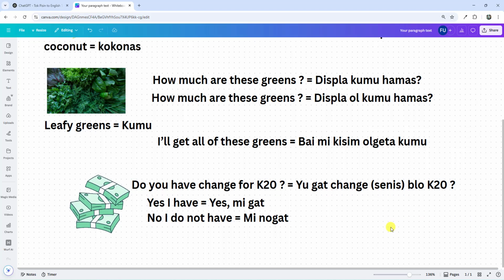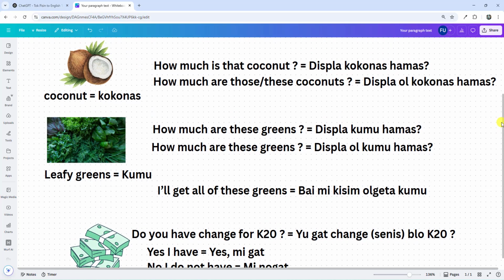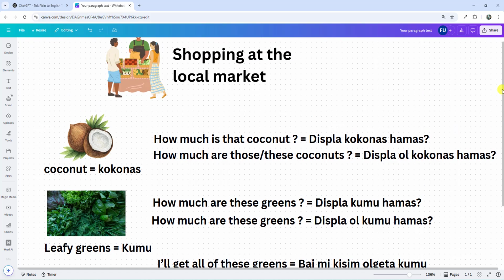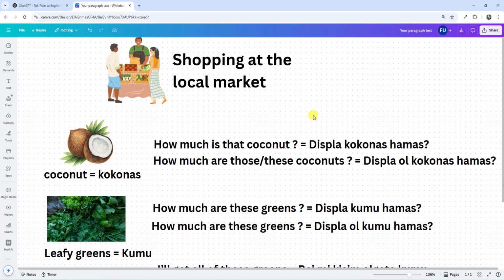So these are just some of the phrases and words that you might find helpful when you're going shopping at the local market.